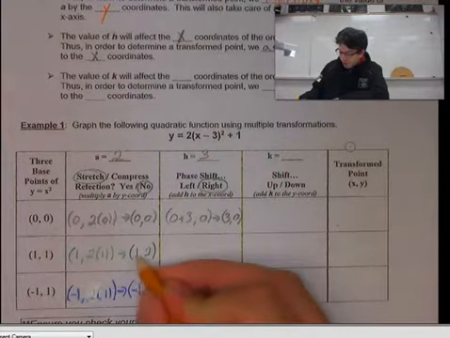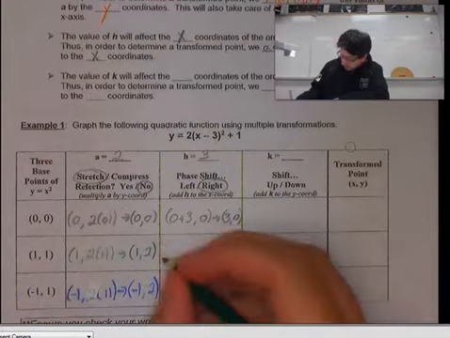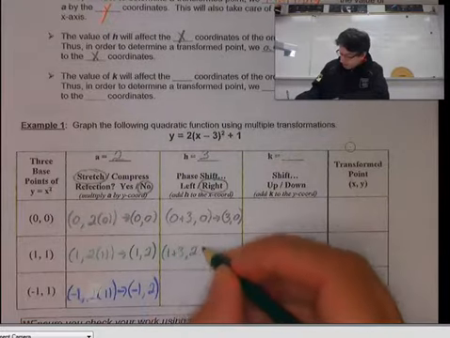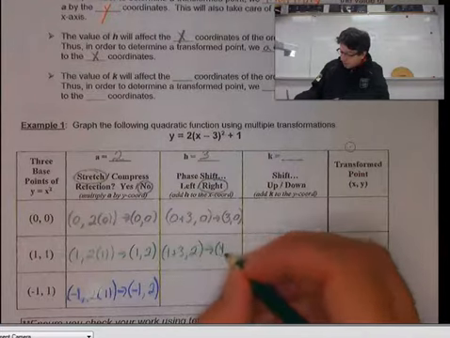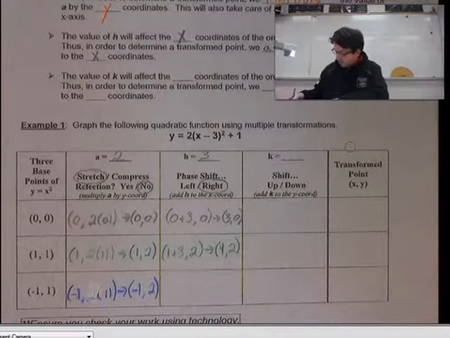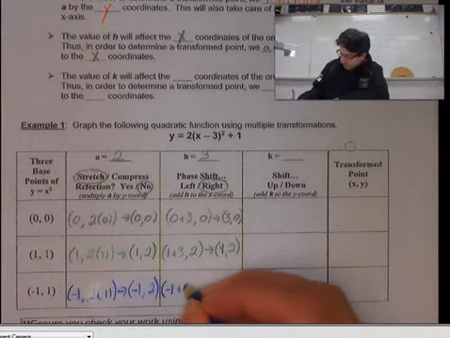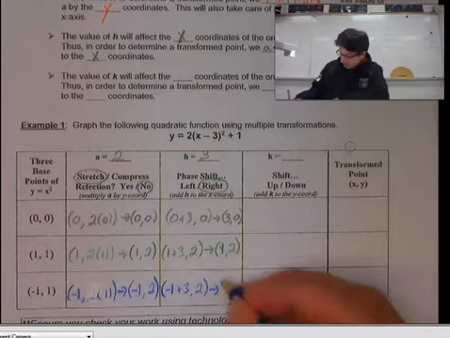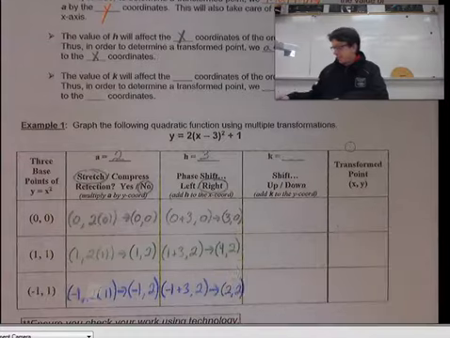Over here we have 1, 2, but again, we're going to add 3 to that 1. So we'll have 1 plus 3 and 2. Our new coordinate is 1 plus 3 is 4, and we're left with 2. And the same thing for the last one. We have negative 1 plus 3, and our y-coordinate stays as 2, which gives us the coordinate 2, 2. So those are our three coordinates after our second transformation.